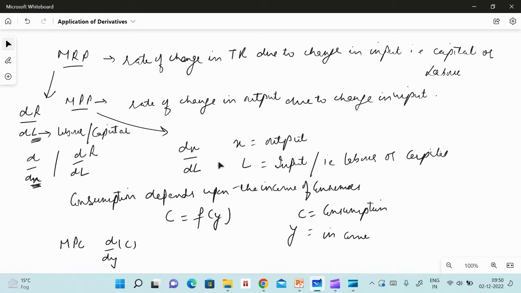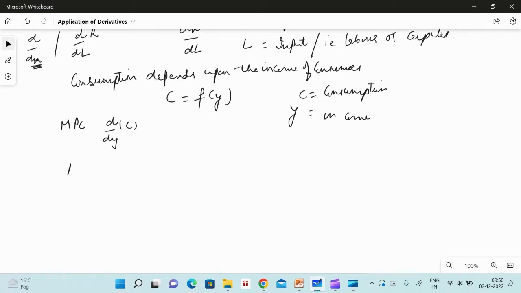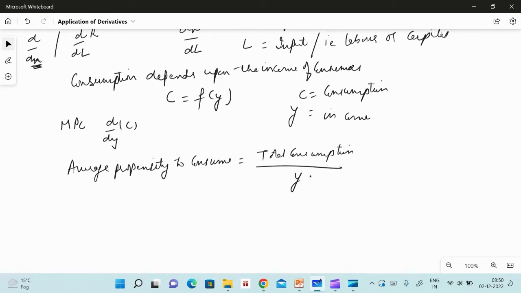And if we talk about average propensity to consume, then the formula is total consumption divided by Y, right? Or we can write it as C by Y, where C is consumption and Y is taken as income.